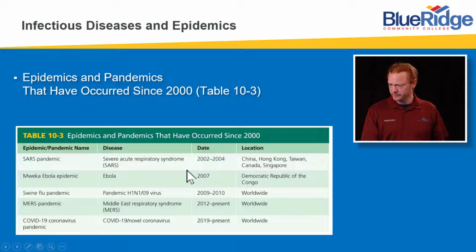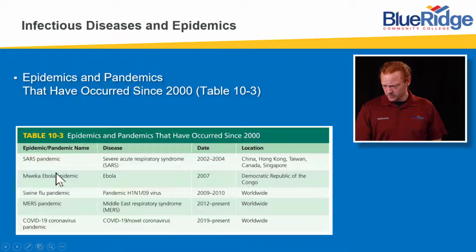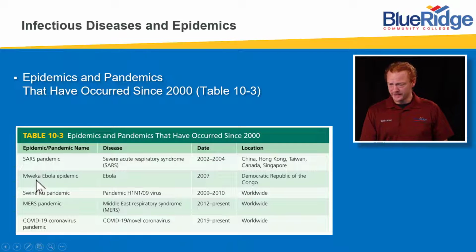We have the SARS pandemic from 2002 to 2004. There was a severe acute respiratory syndrome outbreak that went from China to Hong Kong, Taiwan, Canada, and Singapore. The Mweka Ebola outbreak, which was Ebola in 2007, was in the Democratic Republic of Congo. We have the swine flu, or the H1N1 pandemic, 2009 to 2010, which was pretty much worldwide. The MERS pandemic, or Middle East Respiratory Syndrome, was 2012 until present, which is also worldwide.